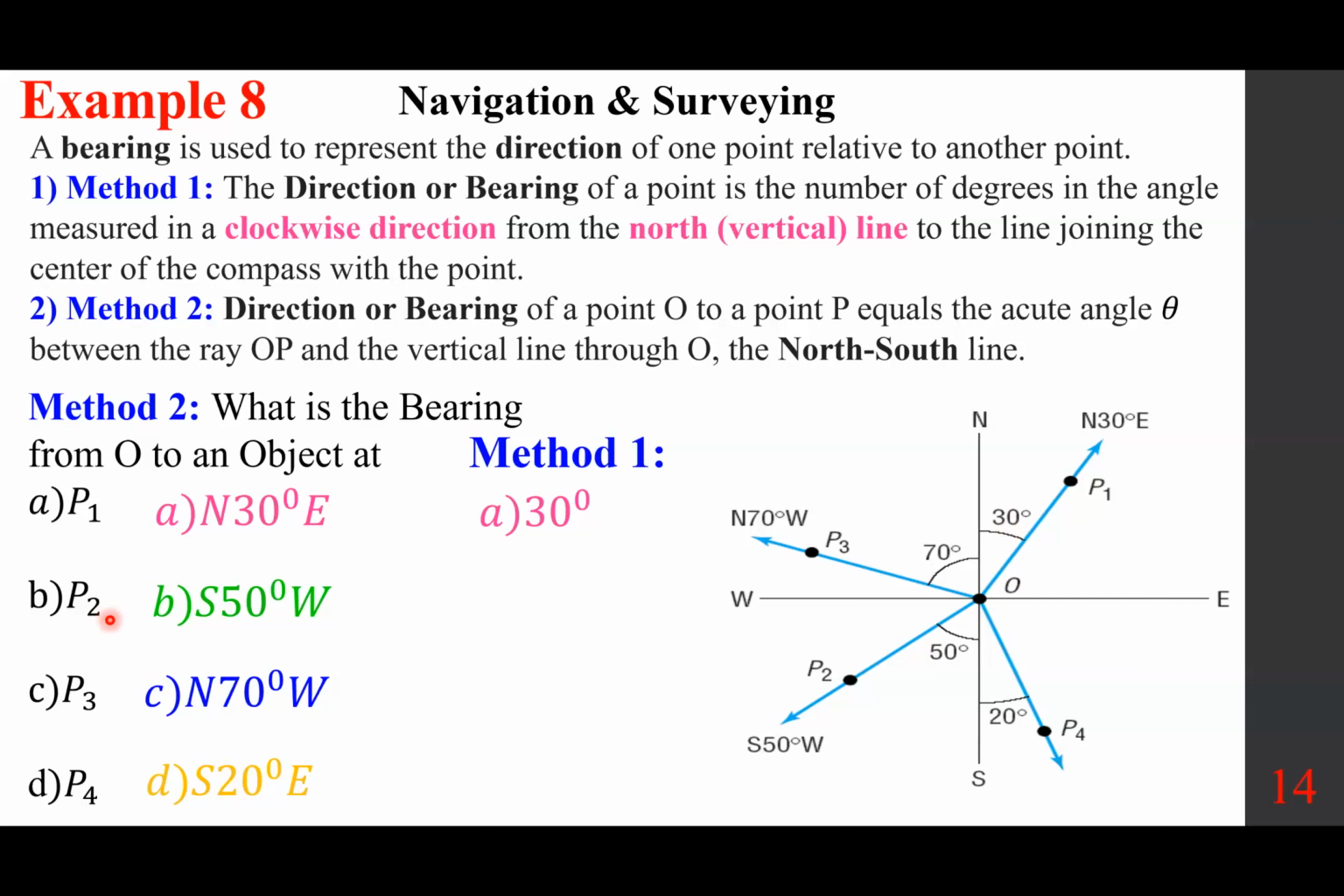For P sub 2, P2 is here. So from the north, we are interested in this angle, clockwise, this angle. So as you can see, this gives you 180 degrees plus 50 gives you 230. I want to make sure we understand what's going on. Let me do the drawing for you. So we are interested in this angle. And this is 180 plus 50.